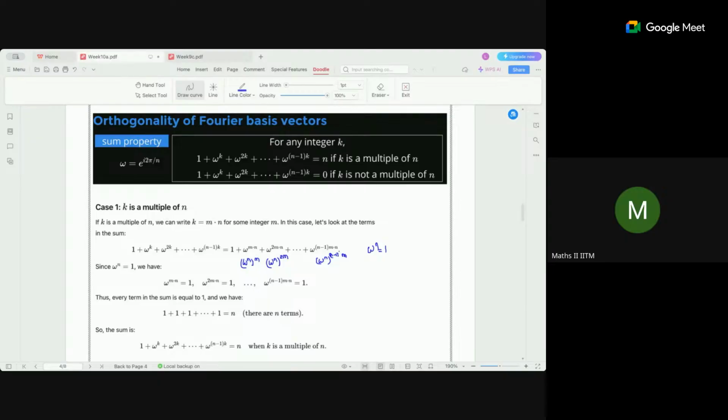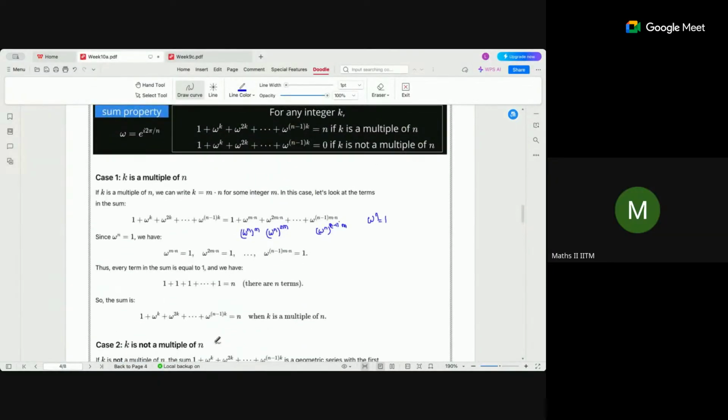What is a geometric series? Do you remember? A geometric series basically looks like this: a, ar, ar square, etc. And what is the geometric sum? A plus ar plus ar square up to n terms. The first n terms.